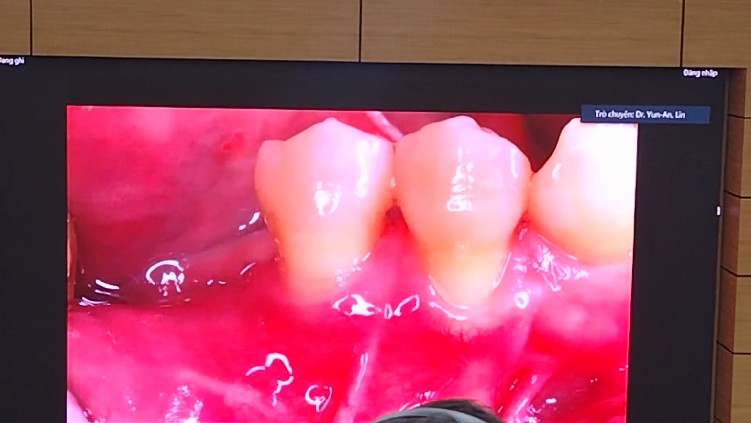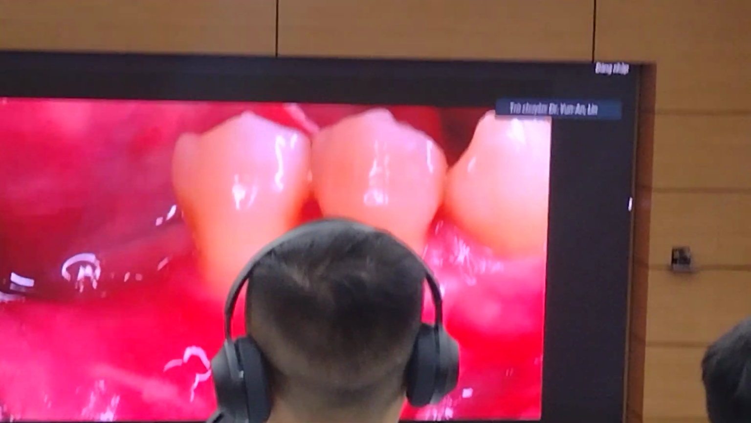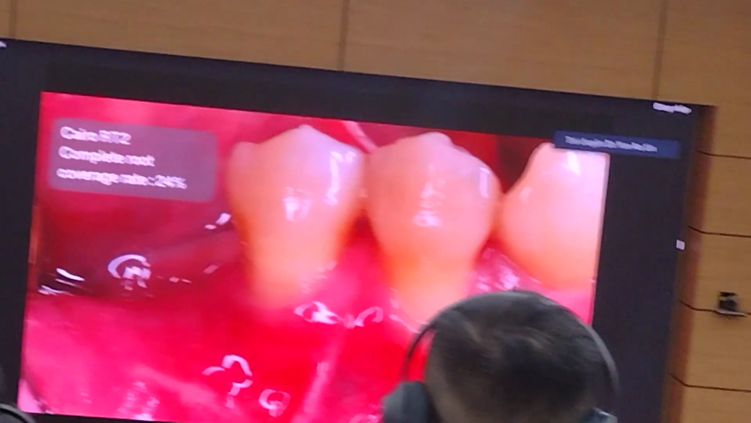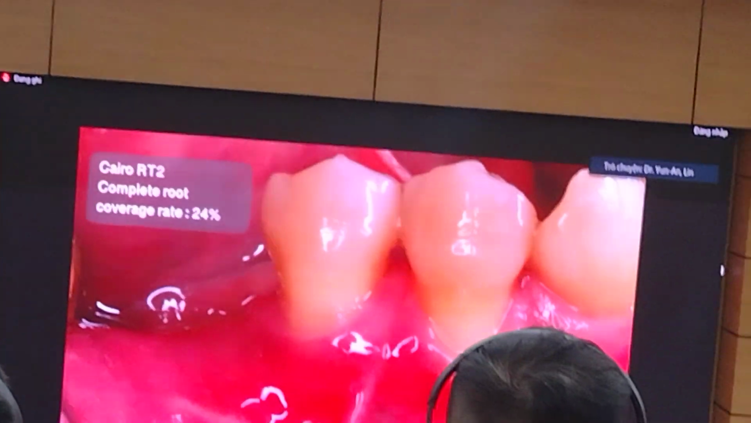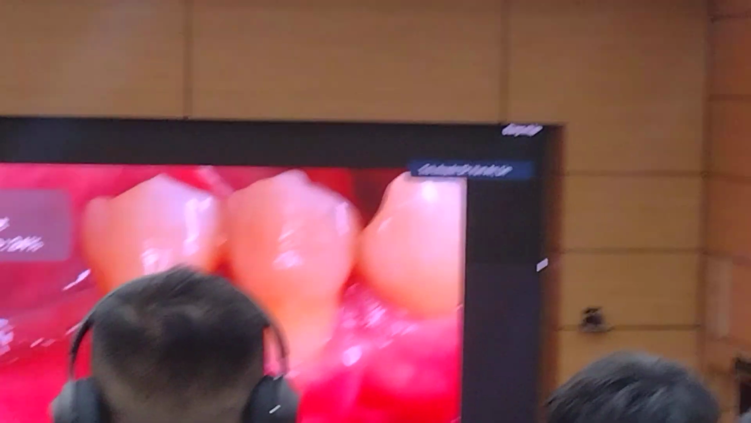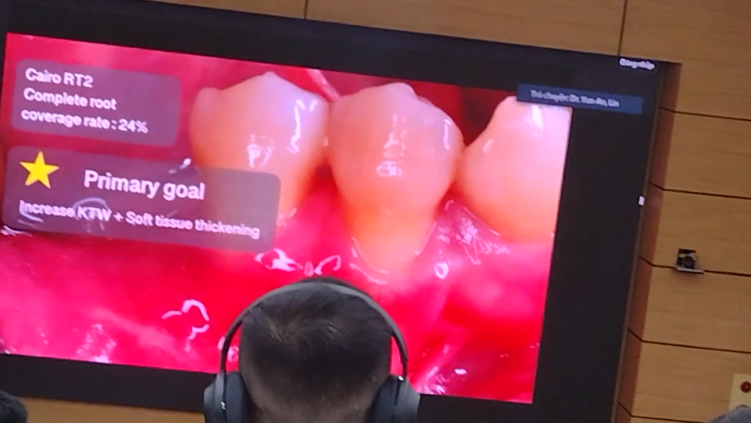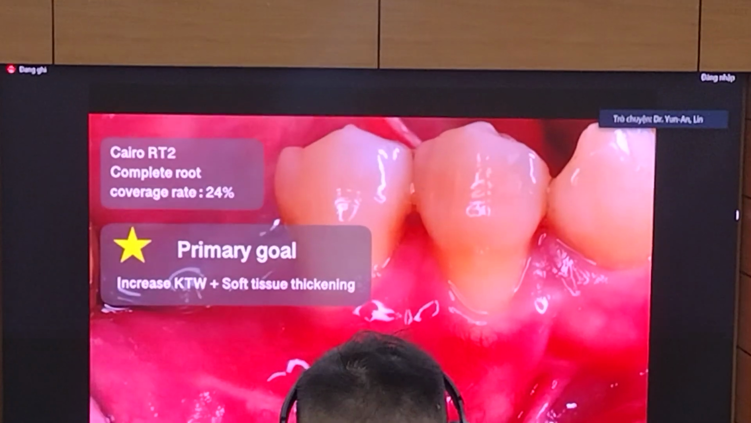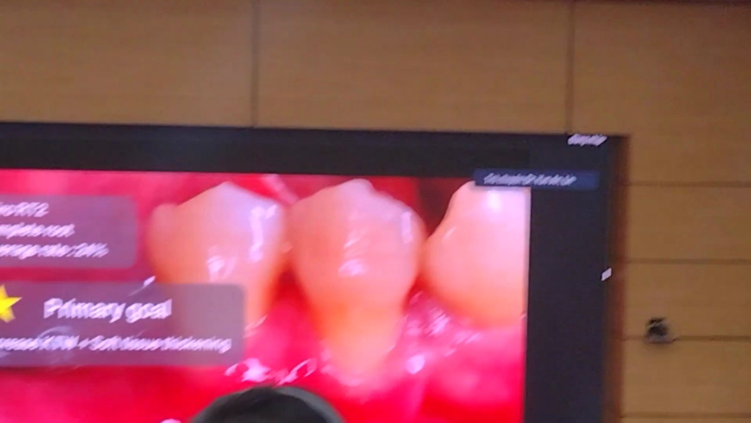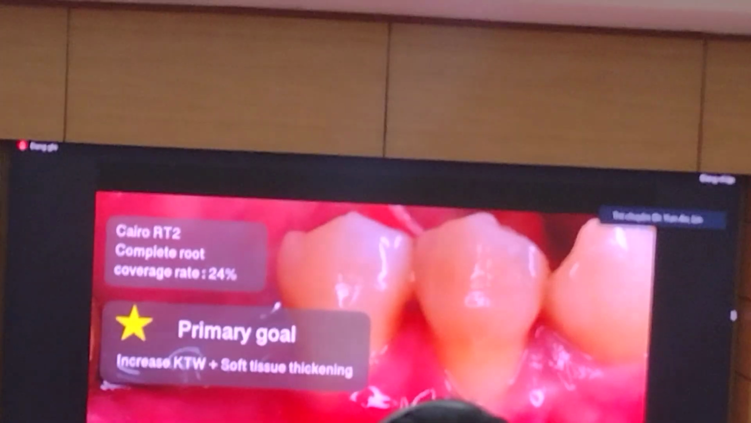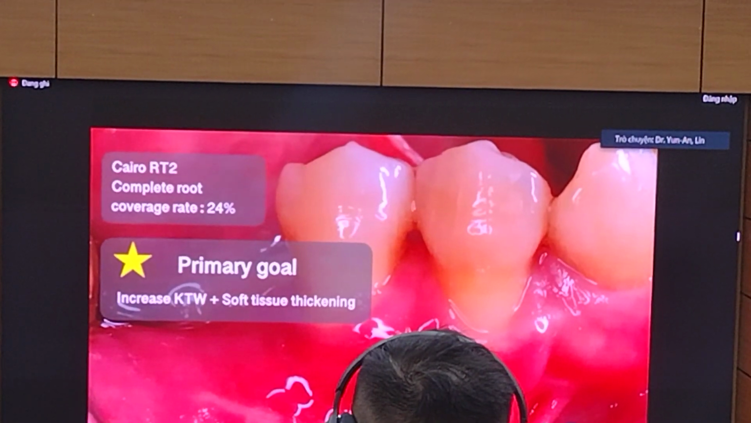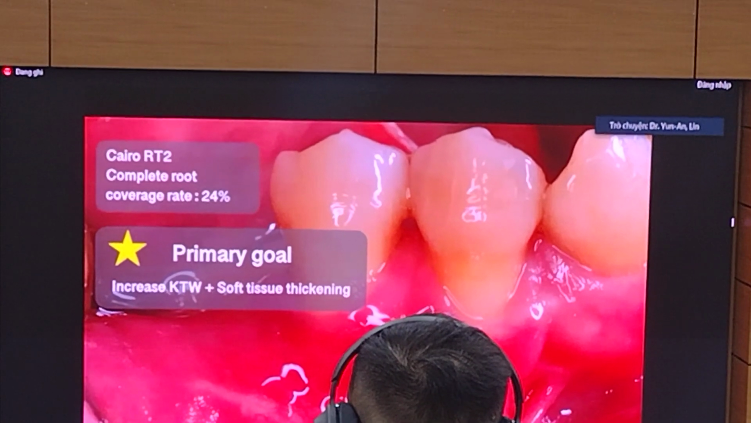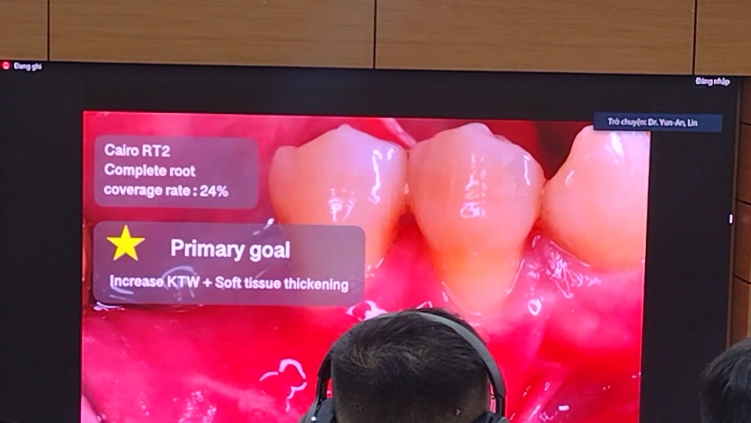About the surgical planning, although teeth 44 and 45 were classified as Miller class 3 with proximal attachment loss, the predicted root coverage was 24%. In this case, the primary goal was to increase keratinized tissue and thicken the soft tissue, and to prevent worsening of the soft tissue condition during the arch expansion process.